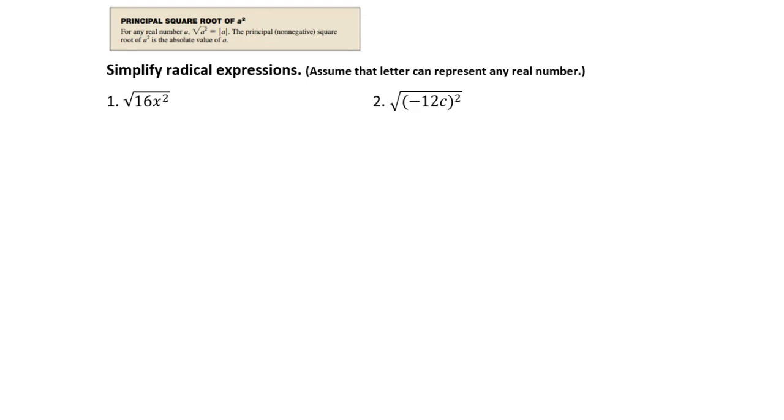All right, so the square root of 16 is 4, and the square root of x squared is x, but we need to make sure that x stays positive, so we put it inside absolute value bars. So we have 4 absolute value of x. That 4 could be inside or outside. Mathematically, it's the same.